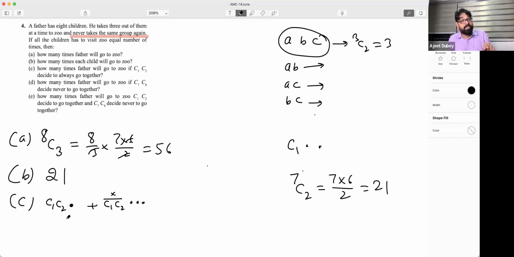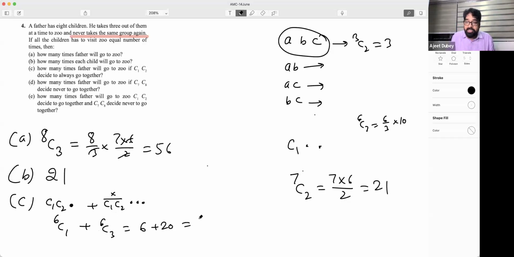When C1, C2 are there, the 3rd child can be selected by 6C1, plus C1, C2 not there, so the balance 3 children will be selected from 6C3. 6C1 is 6, and 6C3 value will be equal to 6 by 3 into 5 by 2 into 4, means 20. So that will be 26 times.